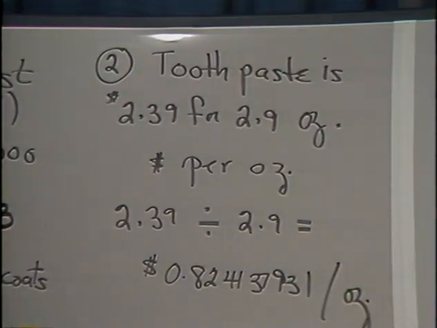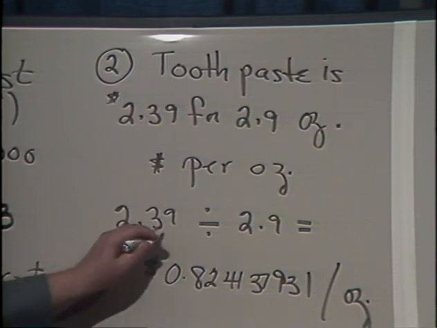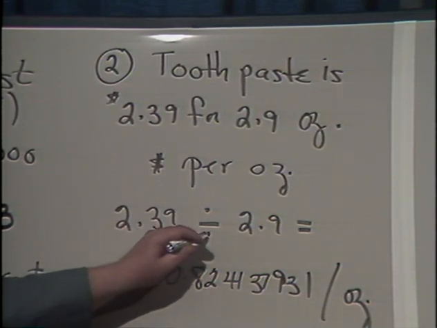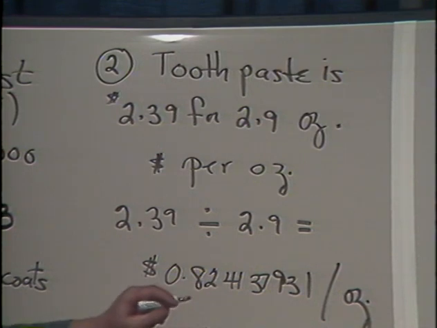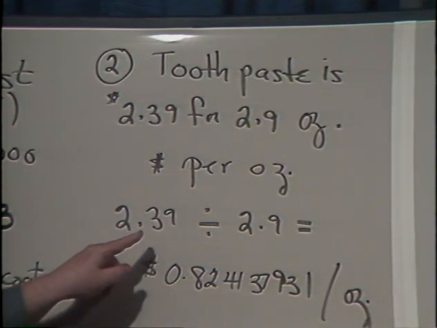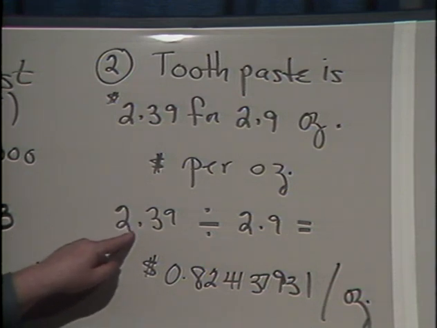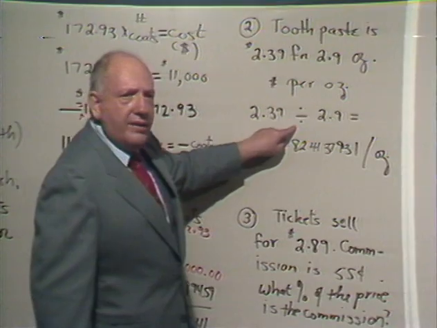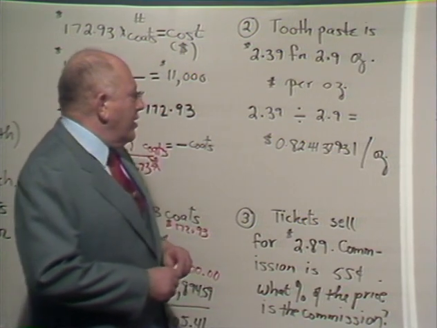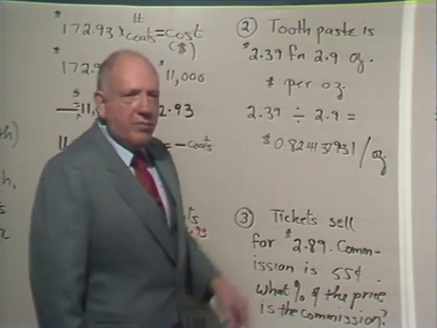Here's another one on unit pricing. It says a tube of toothpaste costs $2.39 for 2.9 ounces. What is the price per ounce? If I do it in dollars per ounce, that means what? Dollars, which is 2.39, divided by ounces, which is 2.9. Now, the advantage of the calculator is that I just enter the 2.39, press the division sign, enter 2.9, I hit the equal sign, and I get a whole maze of numbers here.